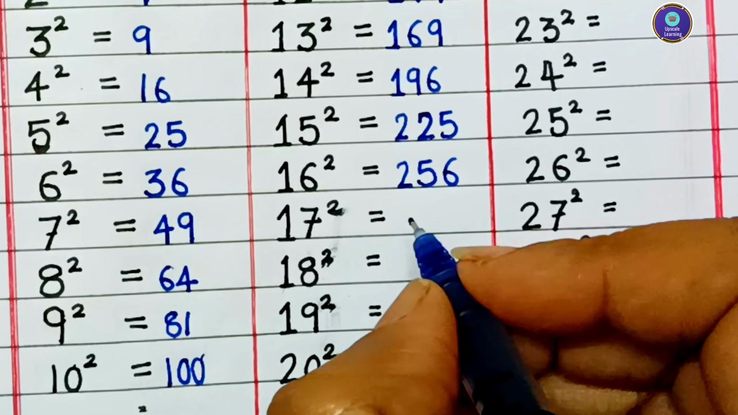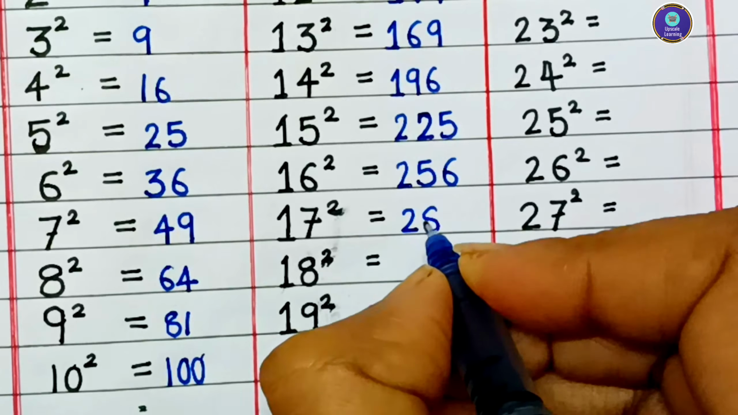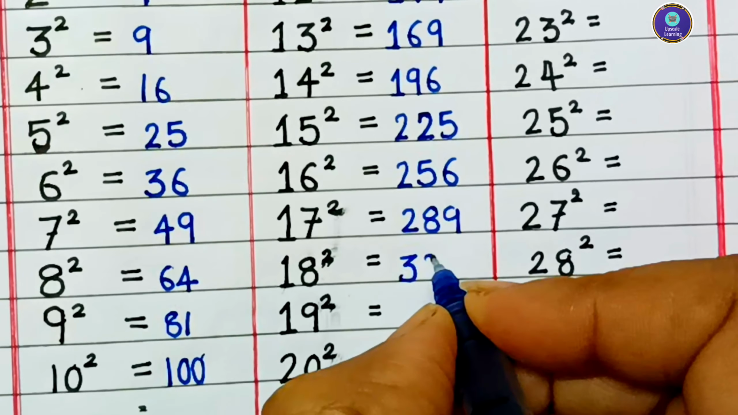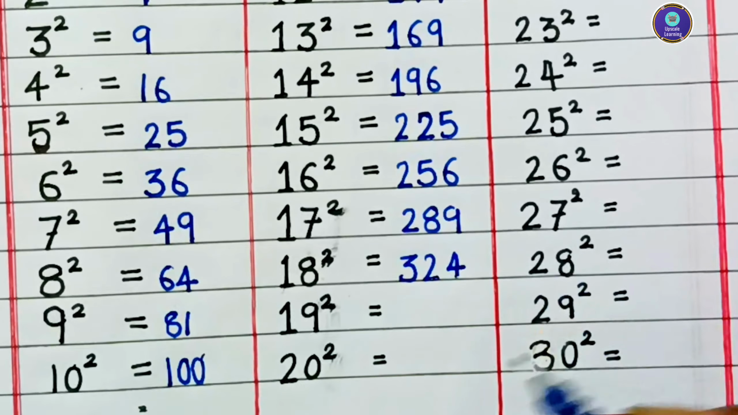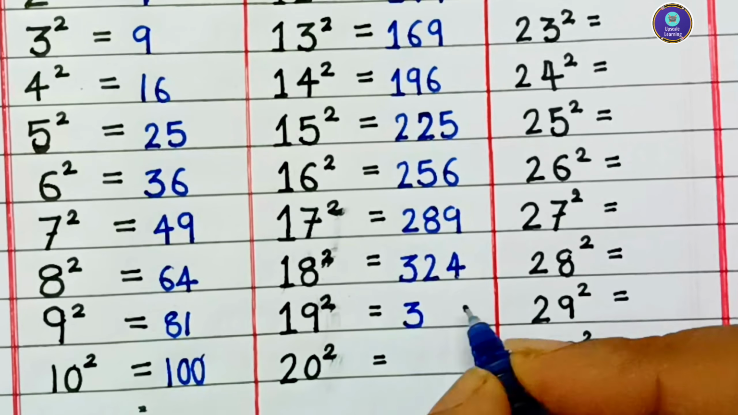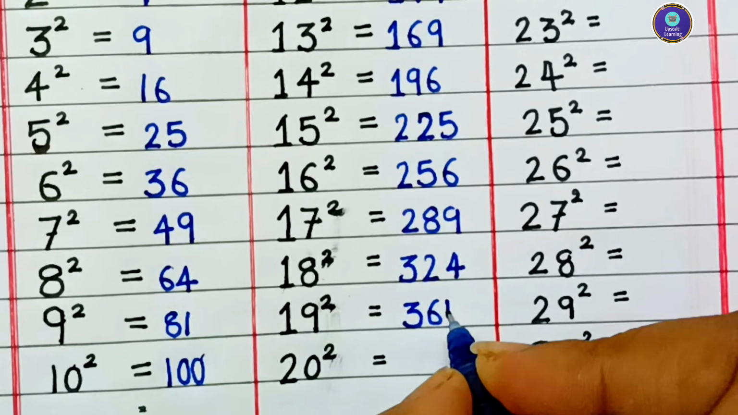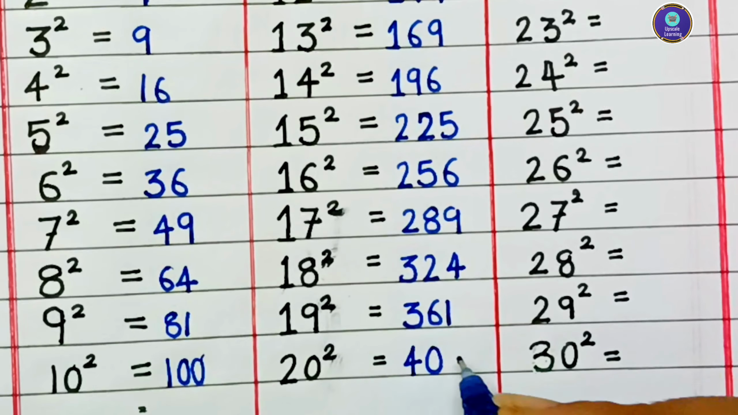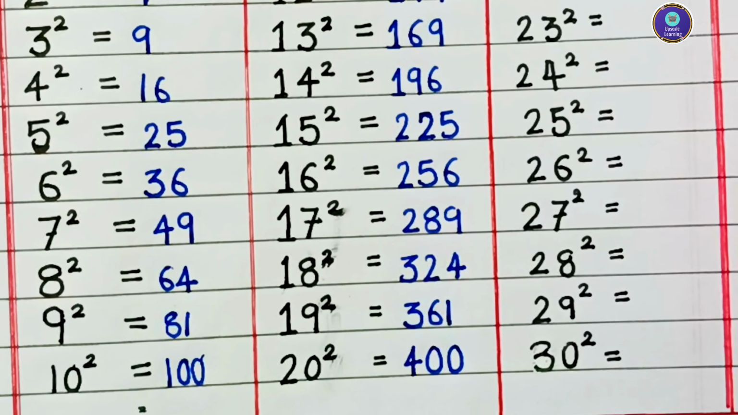Square of 16 is 256, square of 17 is 289, square of 18 is 324, square of 19 is 361, square of 20 is 400.